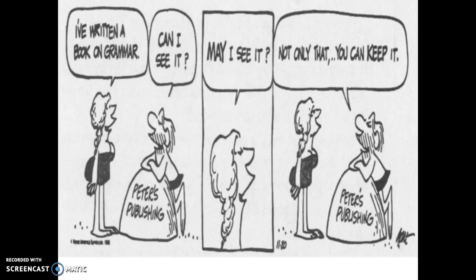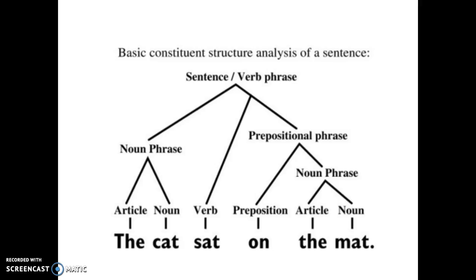Another important aspect of syntax is sentence structure. A sentence is made up of a verb phrase and a noun phrase. A noun phrase includes a determiner and a noun. A verb phrase includes a verb and a noun phrase. For example, the cat sat on the mat is a sentence because the word the is a determiner, cat is the noun, sat is the verb, on is the preposition, the is a determiner, and mat is a noun.